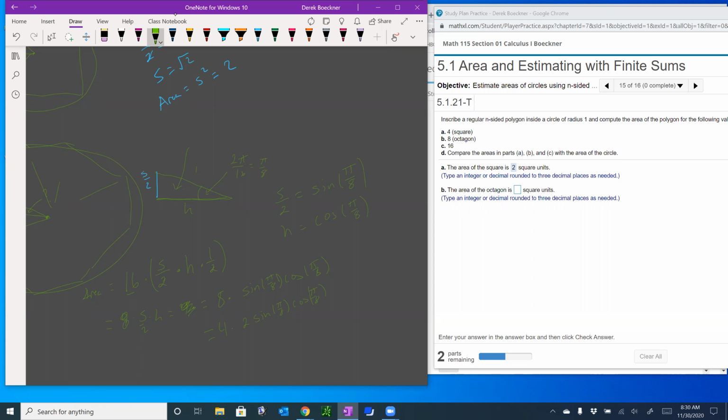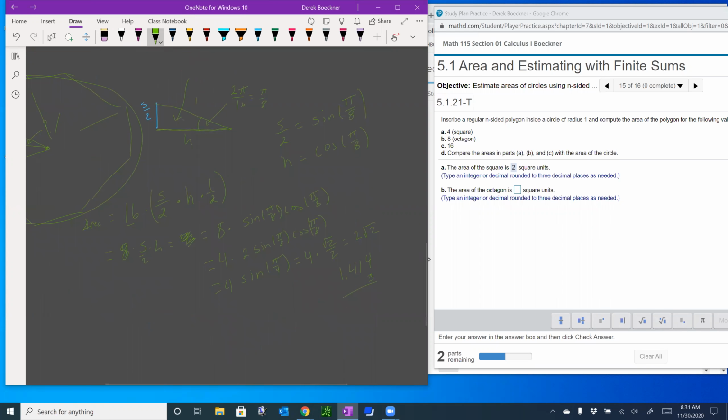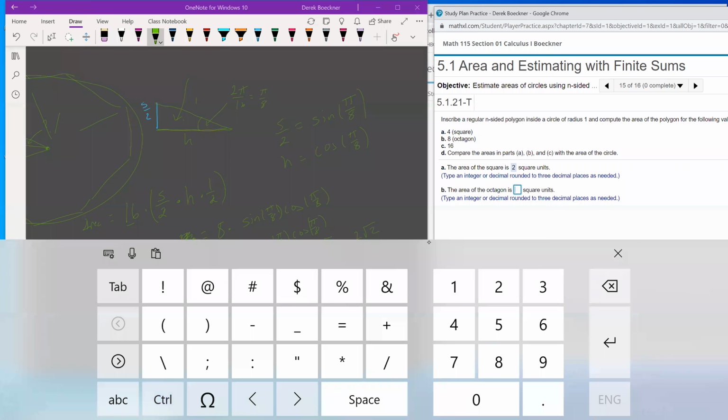2 sine cosine, that's your double angle for the sine. So that's 4 sine pi over 4, so that's 4 times the sine of pi over 4, which is square root of 2 over 2. So 2 square root of 2. It wants a decimal rounded to 3 decimal places. 1.4 times 2, 2.828 probably. Okay.